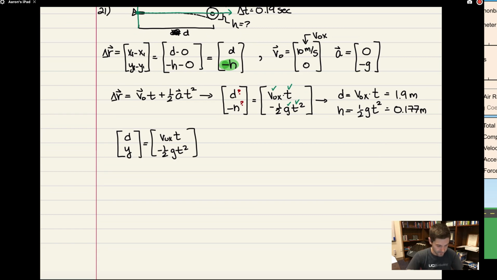And notice now there's only one negative sign. So what I would have gotten is d is 1.9 meters again. Y in this case would have been negative 0.177 meters. So in that case, the math naturally pops out the minus sign, the fact that it fell downward. That's another way you could have solved the problem, depending on what makes the most sense for how you like to approach these things.